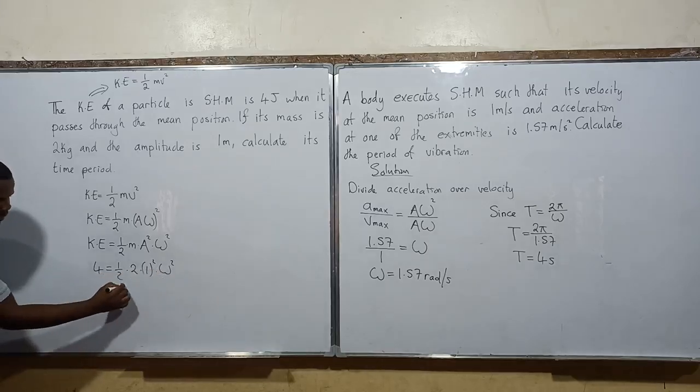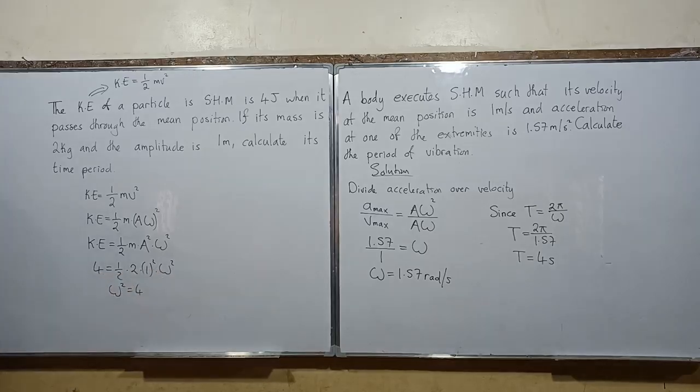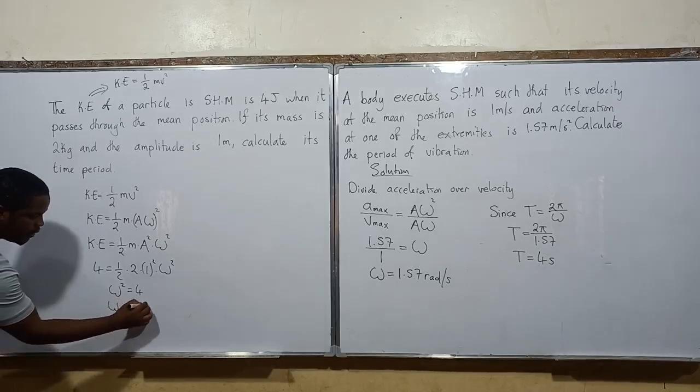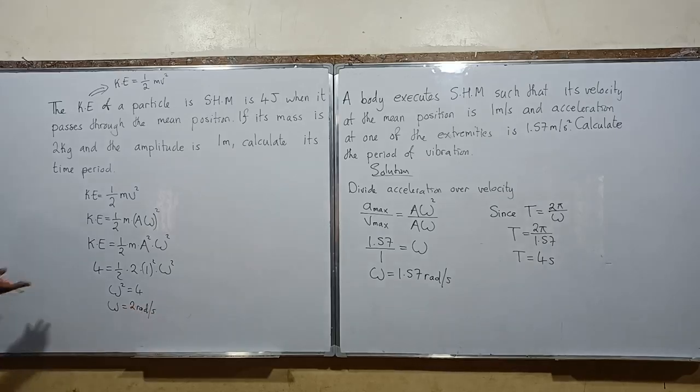So omega squared is equal to 4. Half times 2 is just 1. That's okay? Half times 2 times 1 squared is just 1. So omega squared is also 4. If you take the root of both sides, you can see that omega is equal to 2 rad per second. So now that we have omega, we can proceed and find what? Time period.